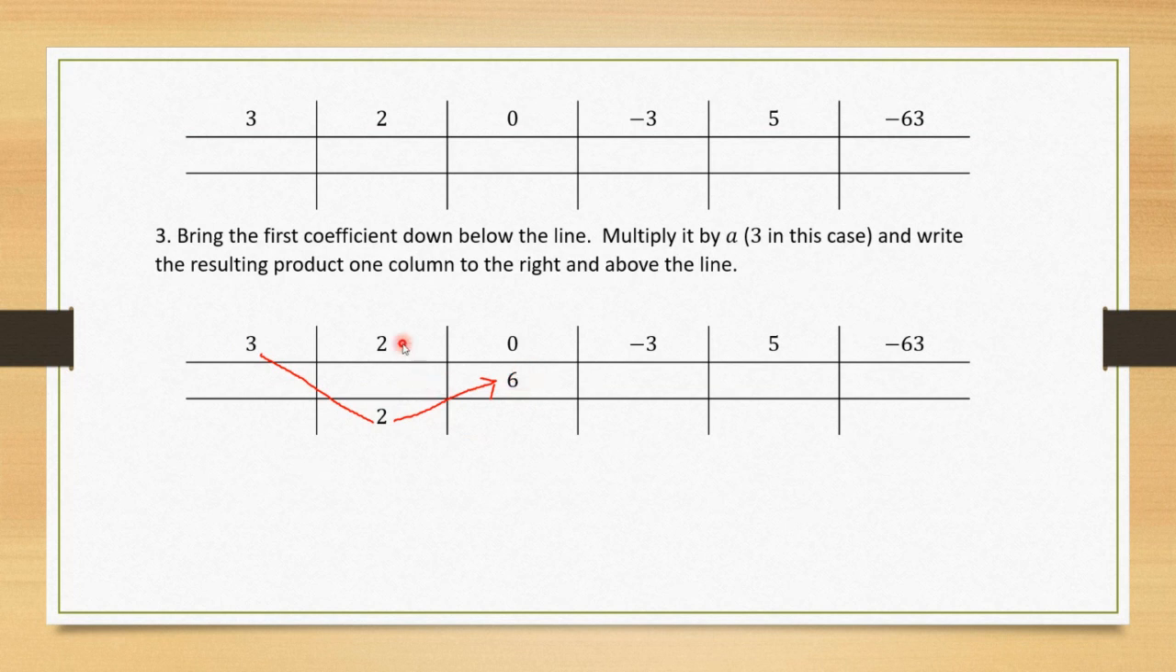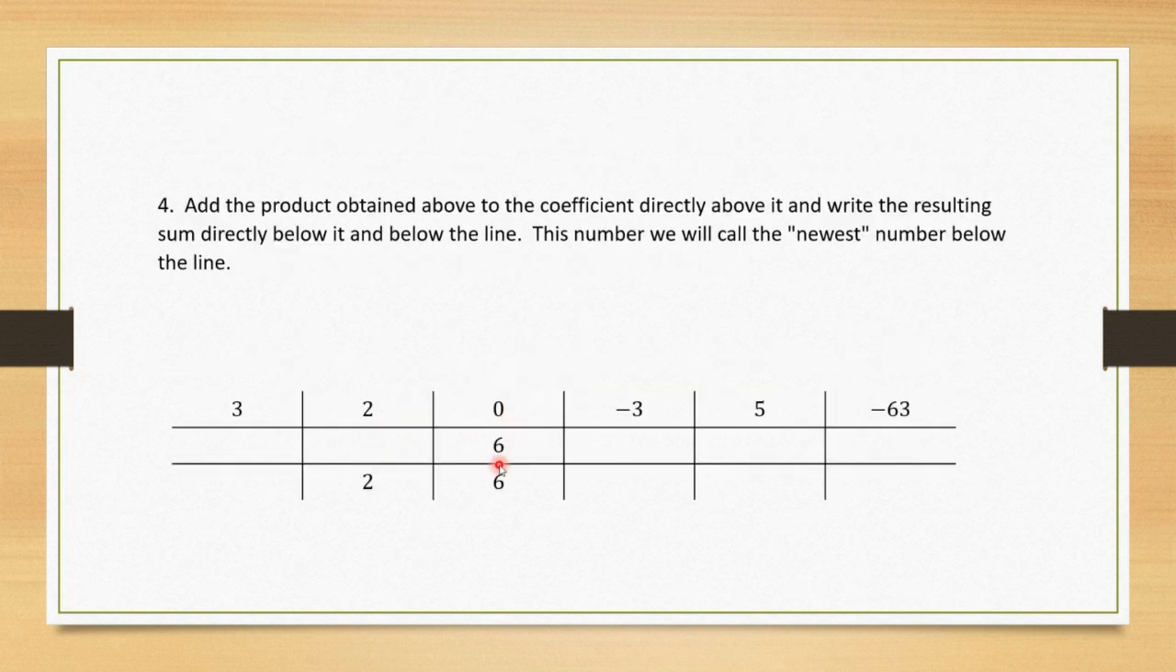So let me say it again. The first coefficient, the 2, you bring down. Multiply the a, which is 3 in this case, by that coefficient. That product you put over here, one column to the right, one row up. Then we're going to add 0 and 6. That sum goes down here.